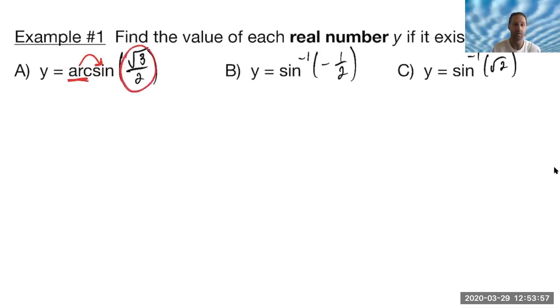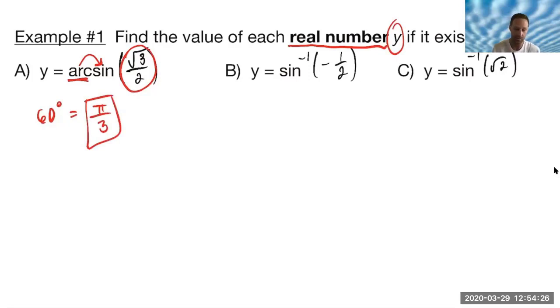And hopefully we all remember the angle for sine that gives us √3/2 would be, I'm pausing for dramatic effect and hopefully to let you remember, the angle for sine that gives us √3/2 would be 60 degrees, but because they asked for it as a real number, y, then we're going to have to give them the result as pi/3.